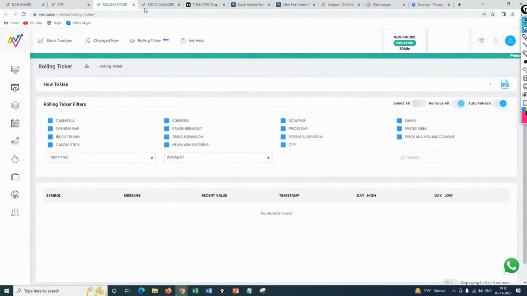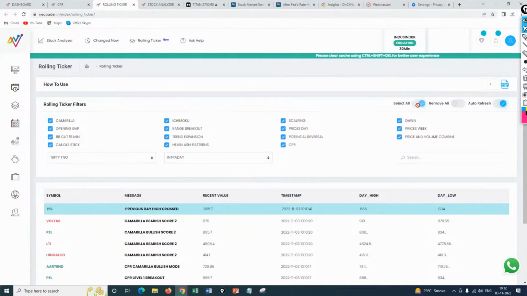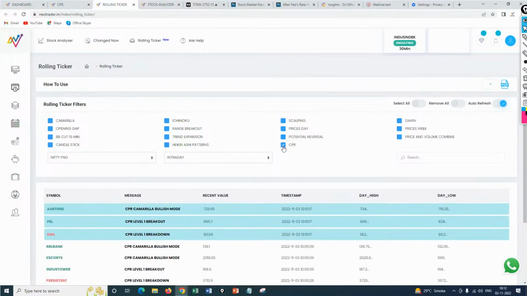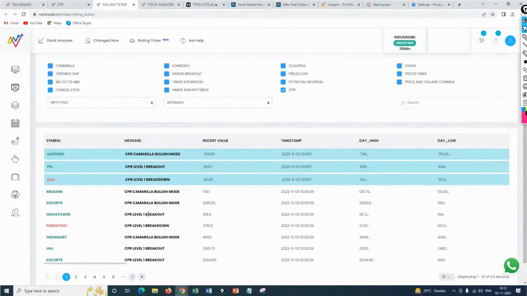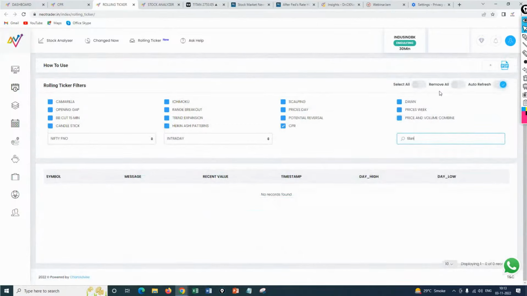I'm sure in the past 2 days Raja has demonstrated this multiple times to all of you. If you select all over here, you will get everything. All things. But let us not select all. Let us only select the one we want right now, that is CPR. So based on CPR, I want to see level one. So let me write here Titan.